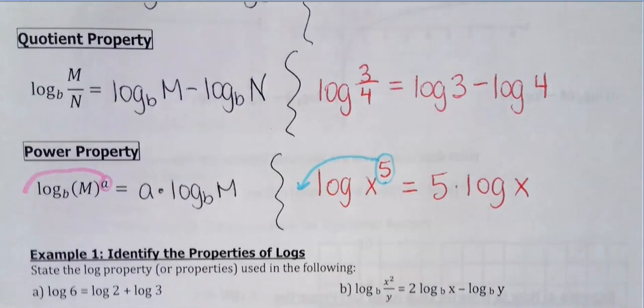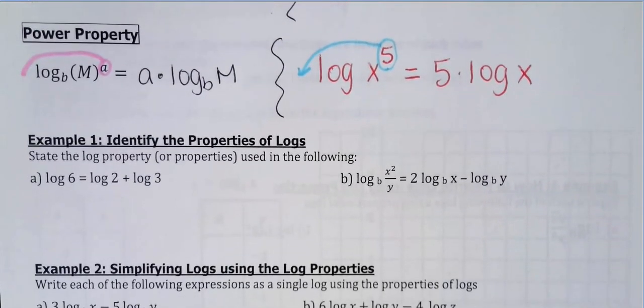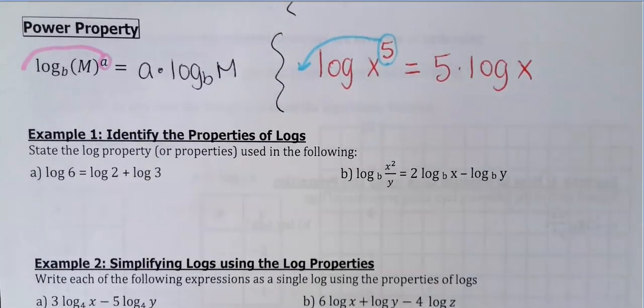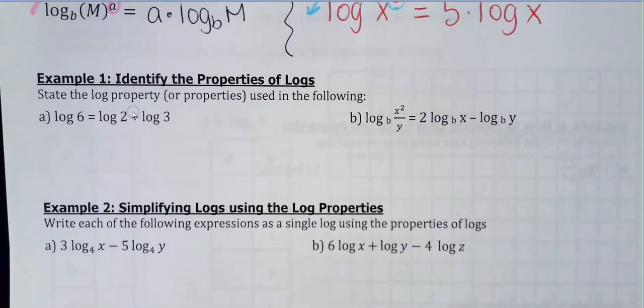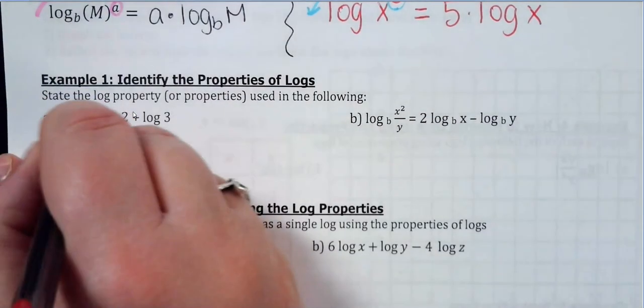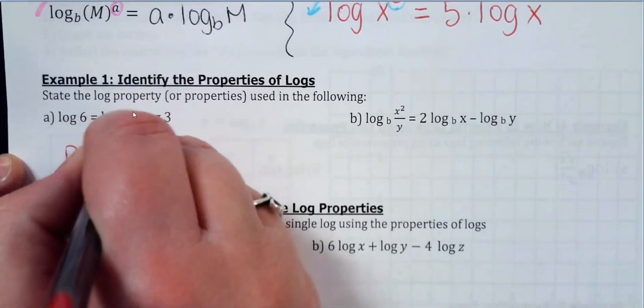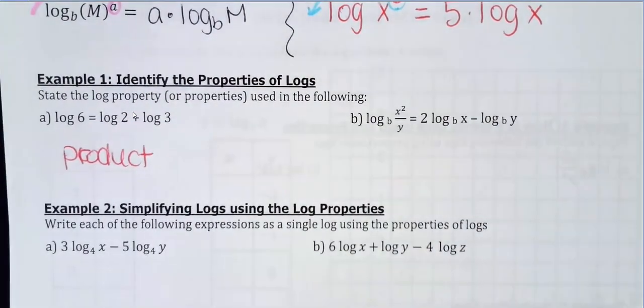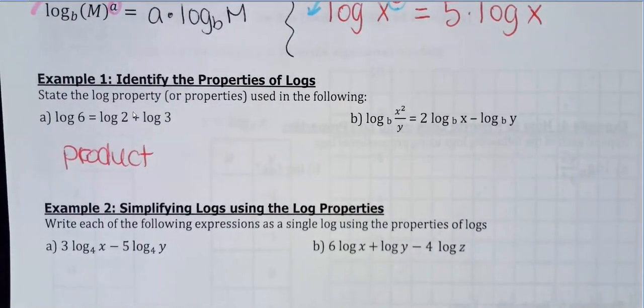All I'm asking you to do in this first example is tell me which property or properties are being illustrated by the statement. So this says log of 6 is equal to the log of 2 plus the log of 3. Which one of those three properties am I using there? Just product. This is the product property. If I squish that back together, 2 times 3 gives you 6.